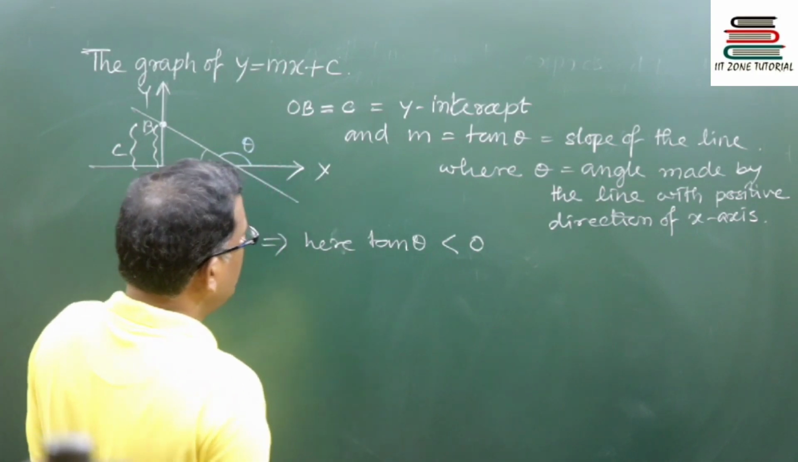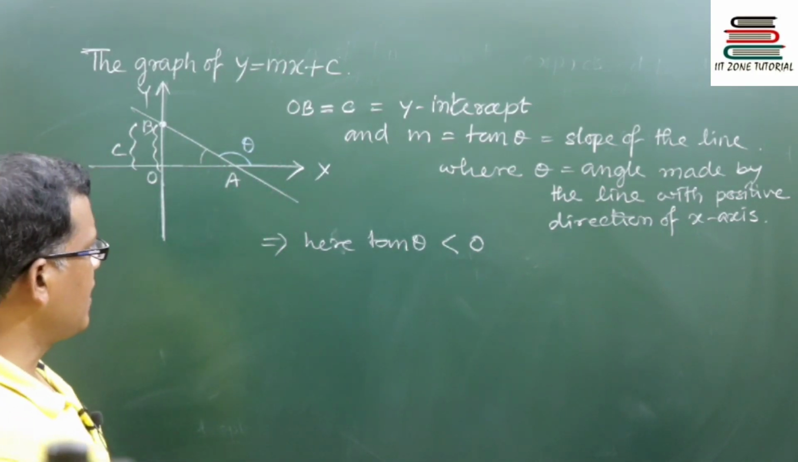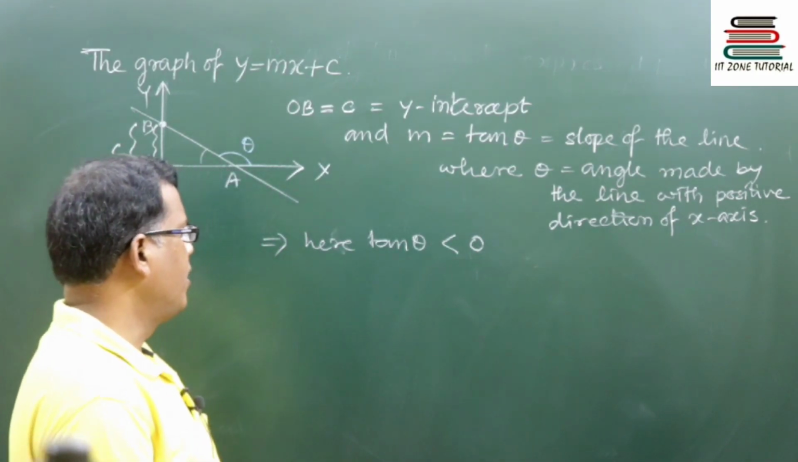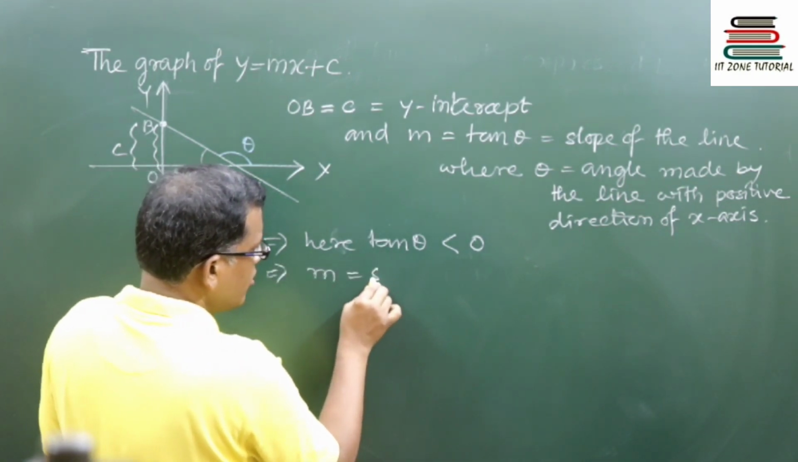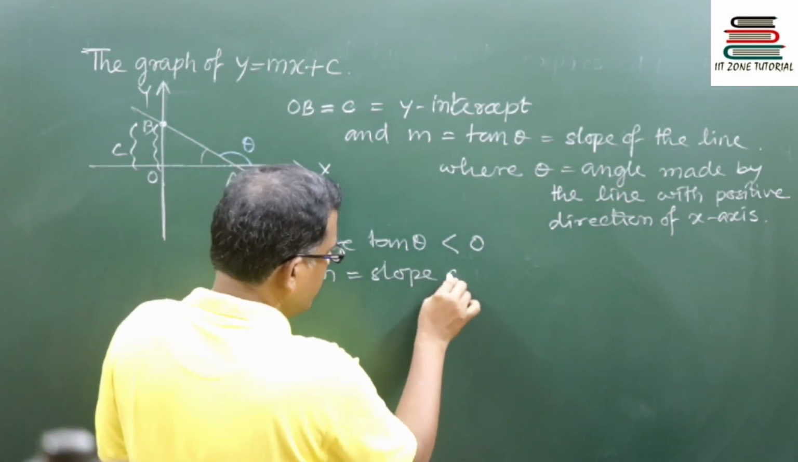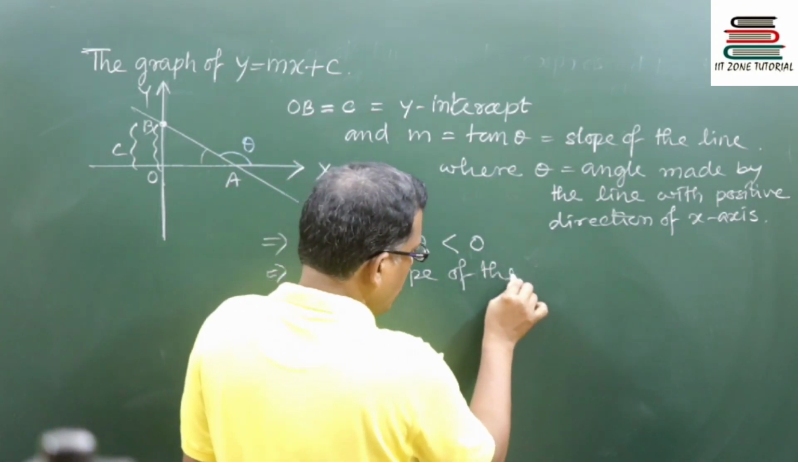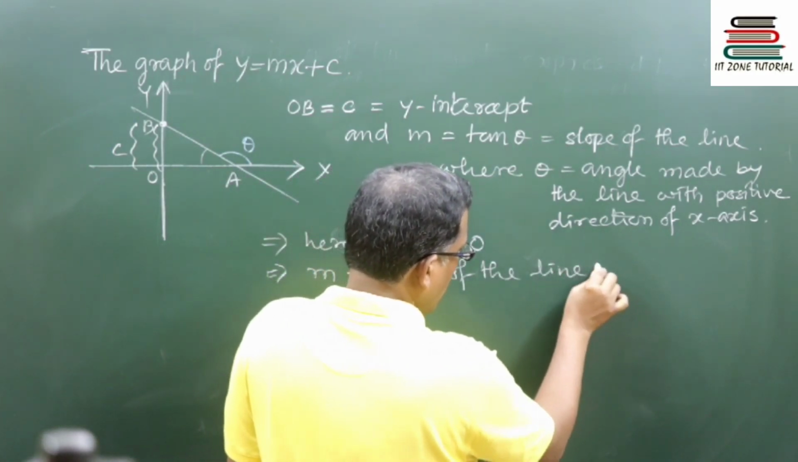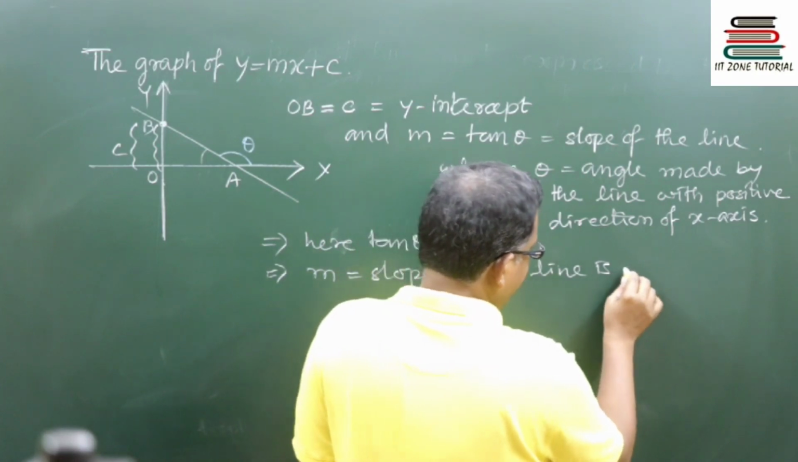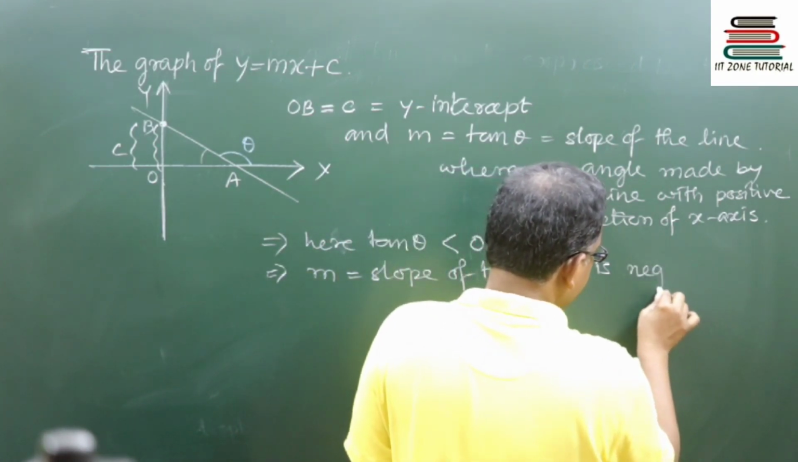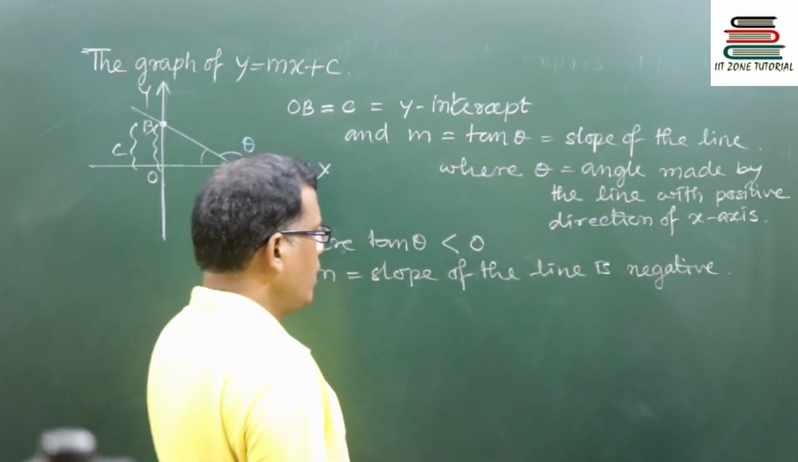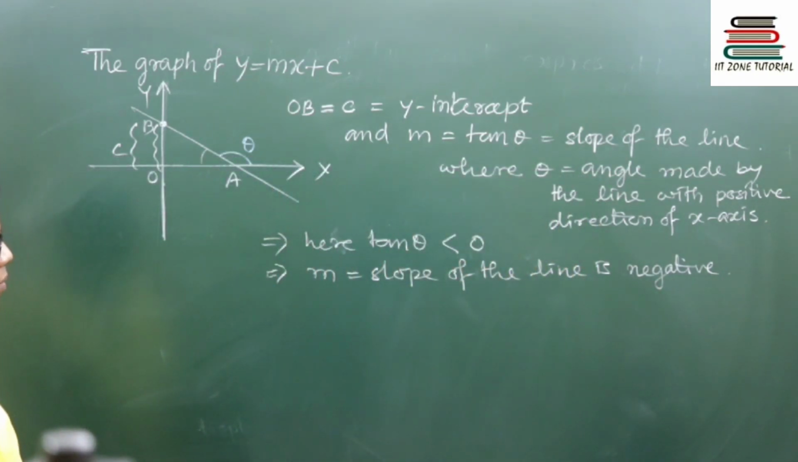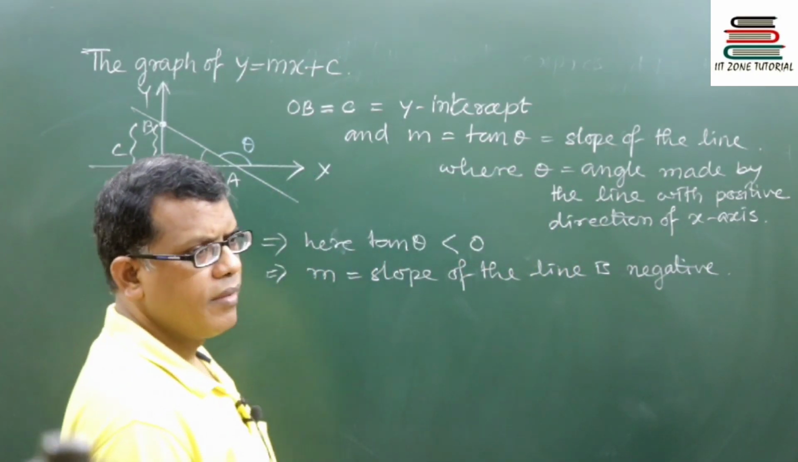Obviously this implies that tan theta is negative here. In this case tan theta is definitely negative, so this implies that the slope of the line is negative. Here we can see the slope of the line is negative.